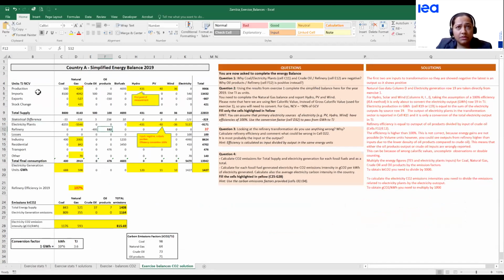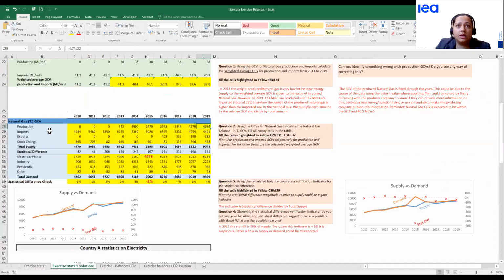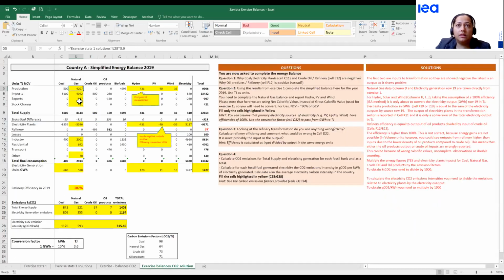So when you are filling this, you have to be careful to adjust and convert the gross calorific value to the net calorific value, and the difference is 10%, so you multiply by 0.9 here to adjust from gross to net. And here you just link to this one here. So production 2019, it's this number, and here it's equal to that number times 0.9. And you fill the whole column here like that, linking to the exercise 1 natural gas values.